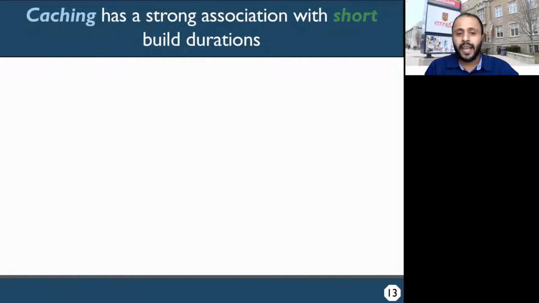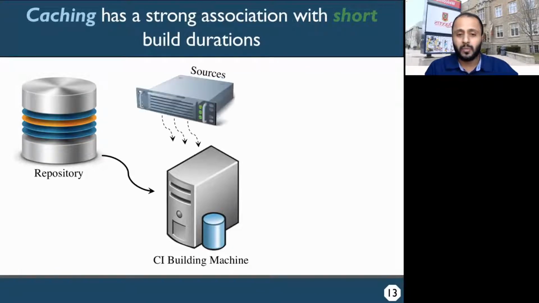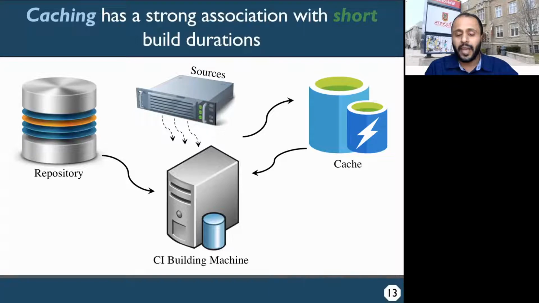We also found that caching has a strong association with short build durations, with faster builds. So caching allows the CI building machine to install, for example, dependencies from sources and upload them to the cache server. And then next time when the build is generated again and again, the binary files of these dependencies will just be downloaded from the cache server.